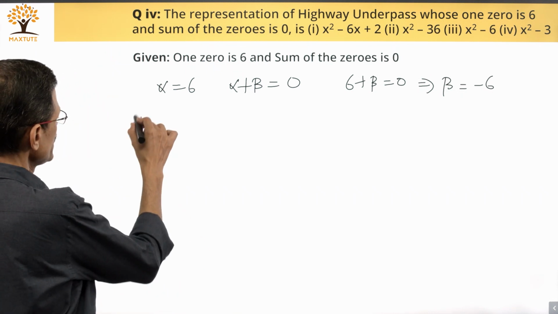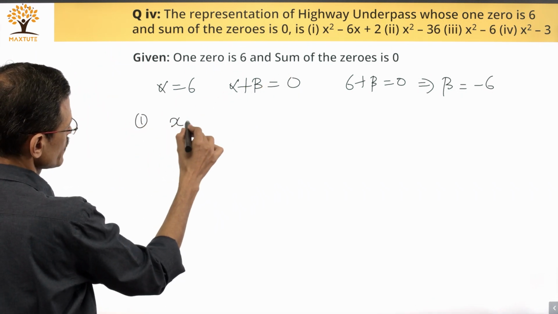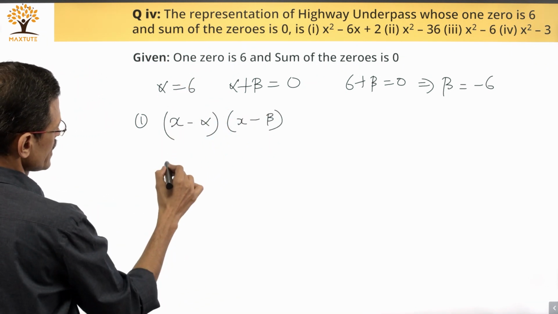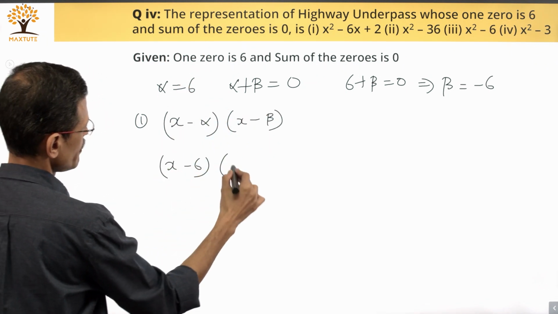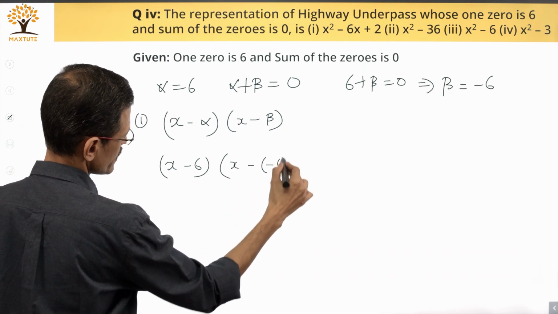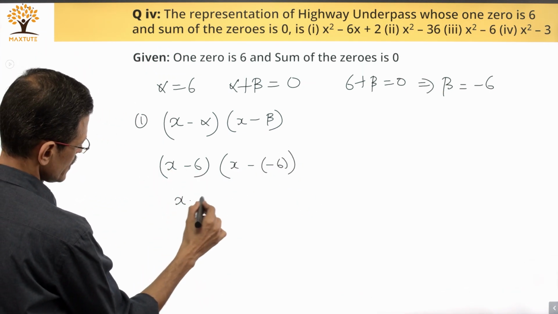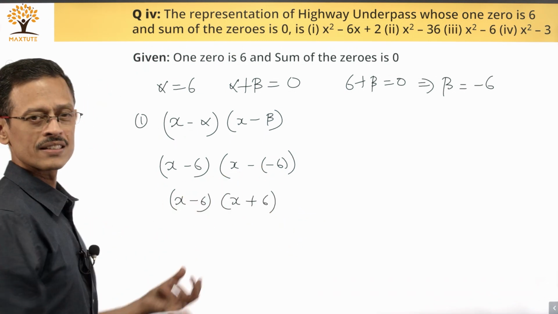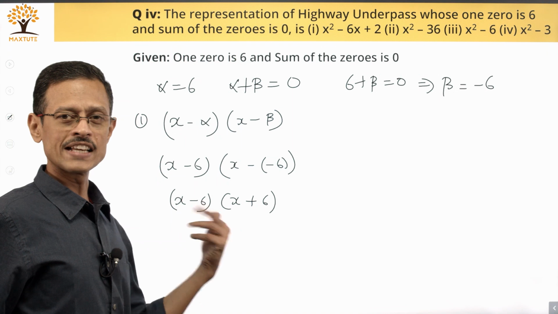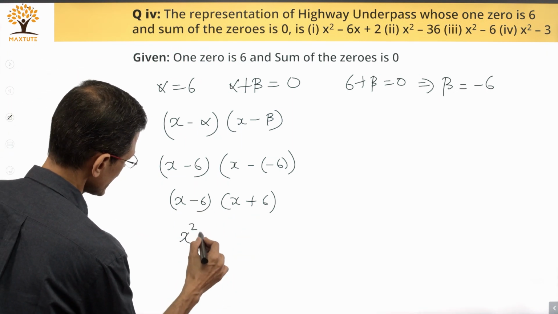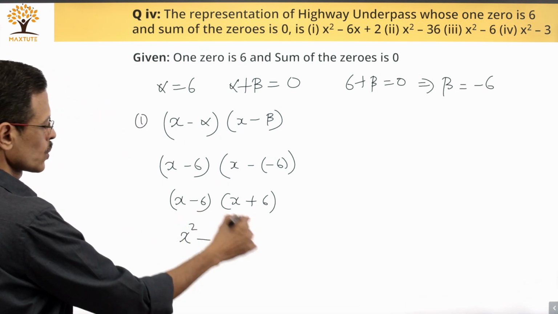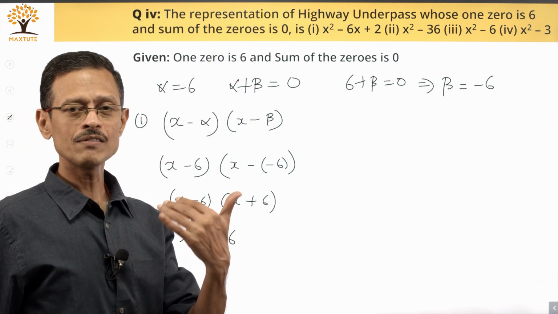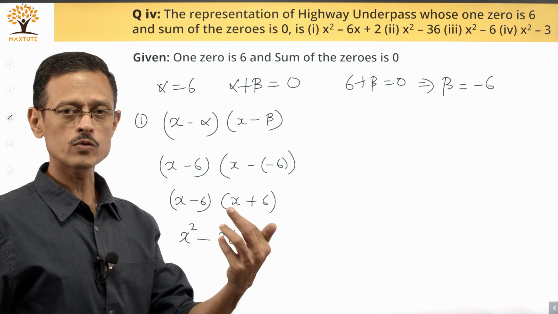The first method: if the zeros are alpha and beta, the equation is x minus alpha times x minus beta. In our case, alpha is 6, so x minus 6, and beta is minus 6, so x minus of minus 6 is what we have. So x minus 6 times x plus 6 is a minus b times a plus b, which is a square minus b square. So the equation is x square minus 36. So this is a quadratic polynomial which will basically represent the zeros 6 and minus 6, with the sum of the zeros being 0.